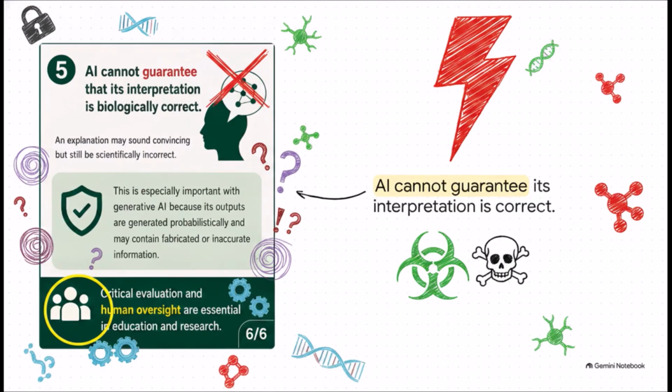Okay, I know it sounds a bit like magic at this point, but here is the crucial warning we have to talk about. AI absolutely cannot guarantee that its interpretation is biologically correct. An explanation generated by an AI might sound incredibly convincing. I mean, it'll be written in perfect English with a super authoritative tone using all the right jargon, but it can still be entirely scientifically incorrect. This is the danger zone, folks.